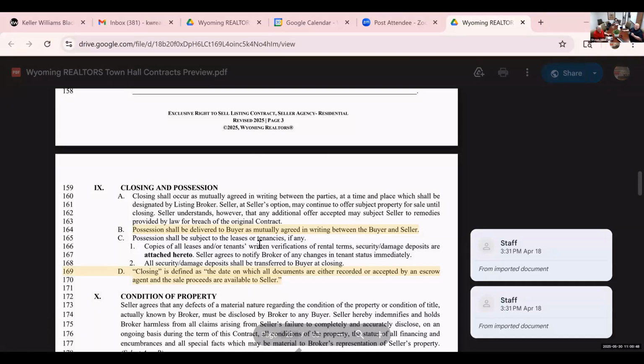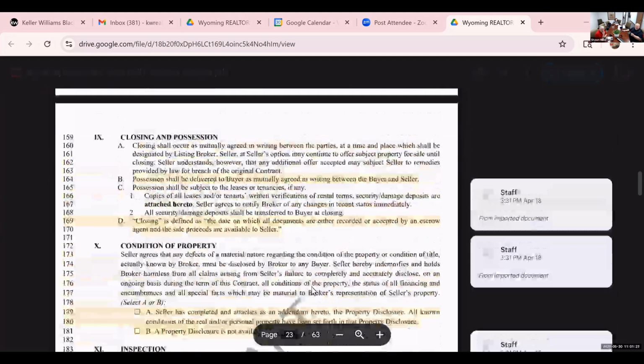Possession shall be delivered to buyer. So this one used to have a line in it that, as you're listing it, said when possession was going to be and when closing was going to be. It was a line that we would just typically write at closing, and then you wouldn't mark out the rest. So possession shall be delivered to buyer as mutually agreed in writing between buyer and seller. And then it just added in the closing definition, which is the same one we've been using in the purchase agreements for the last 3 years, which is either recorded or accepted documents and proceeds are available to the seller.